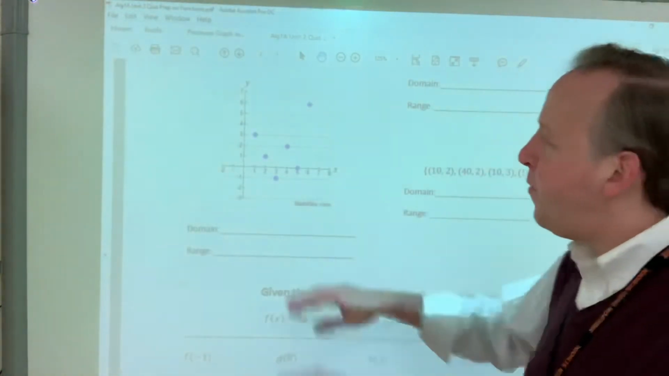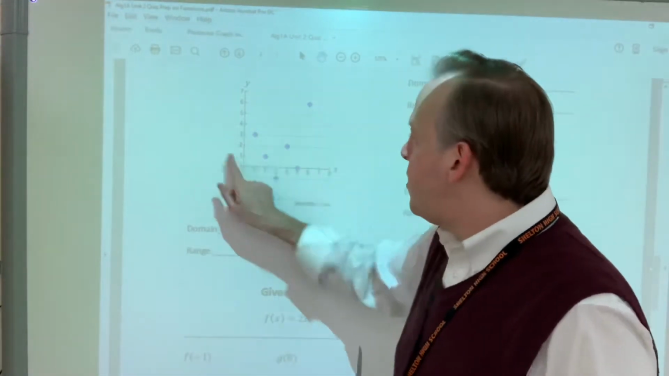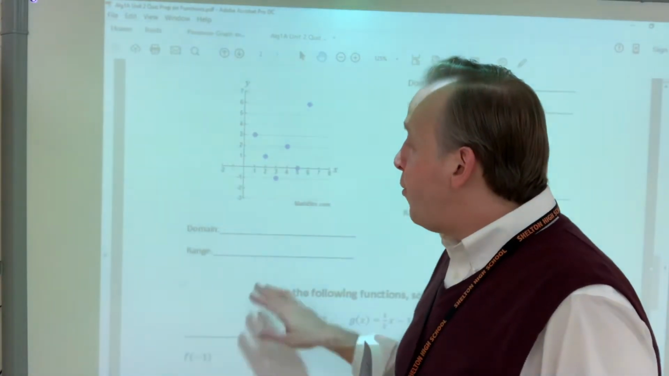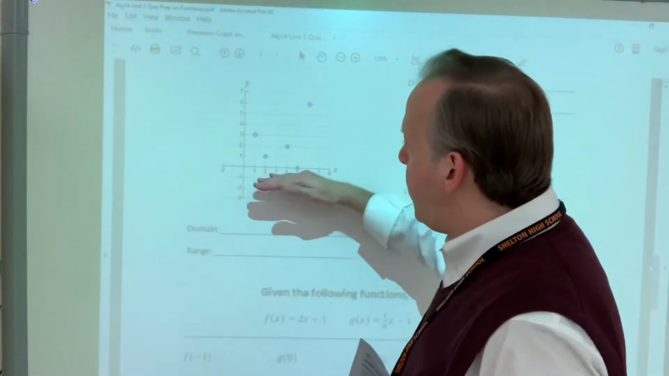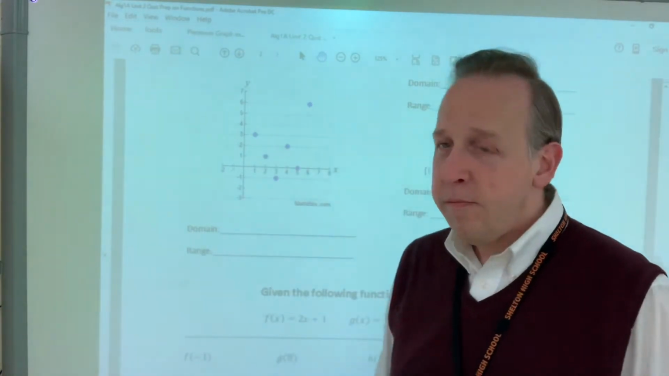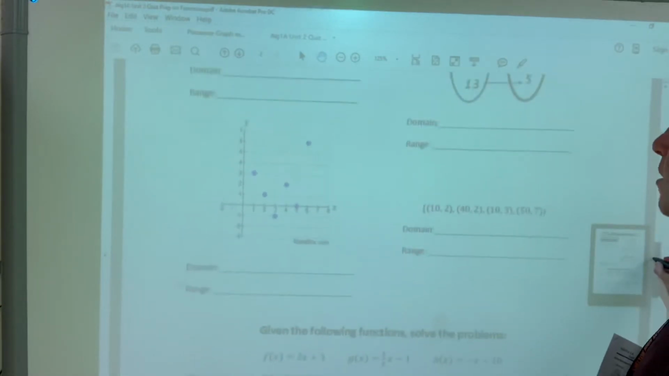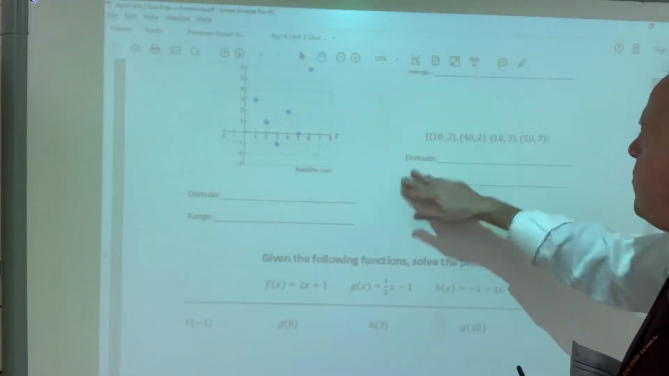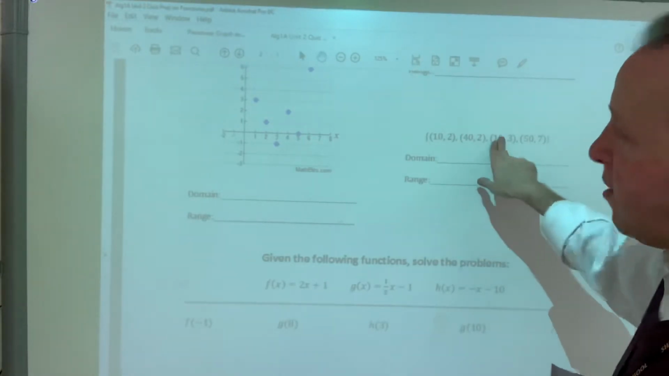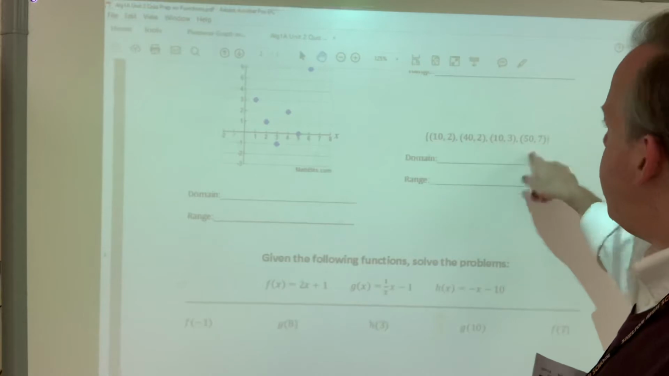When listing the domain for this scatter plot, you're going to list the x values of each one of those coordinates. So moving left to right, there's a dot where x is 1, 2, 3, 4, 5, and 6. The range are the y values of those coordinates going least to greatest: -1, 0, 1, 2, 3, and 6. So for the list of coordinates, the domain, 10, 40, and 50. Don't list the 10 twice. For the range, 2, 3, and 7.